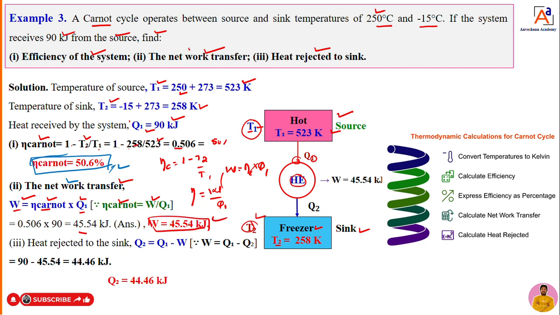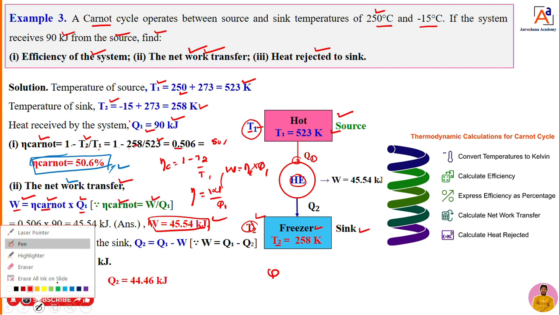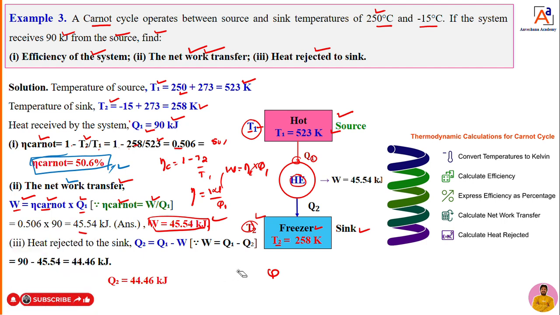That is the second parameter done, the rate of work transfer. The third point is heat rejected. How to calculate heat rejected? Dear students, already we know the equation. It's a simple one. When it comes to work done, we know work done is equal to Q1 minus Q2. According to the first law of thermodynamics, net work transfer is nothing but Q1 minus Q2. But I don't know the value of Q2 here now.